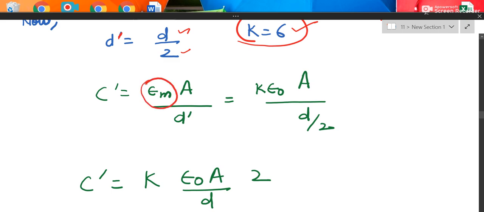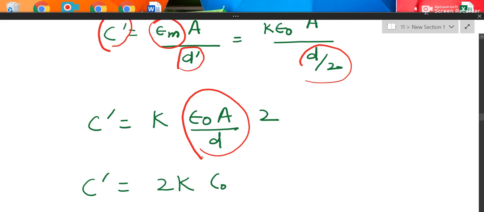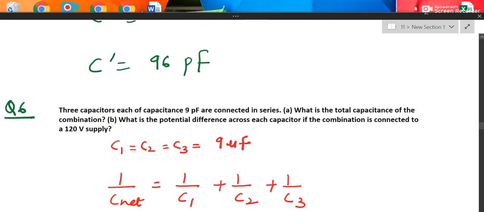it will not be epsilon naught, it will now be the material's permittivity, epsilon m, and epsilon m can be written as k times air's permittivity, k into epsilon naught, A as it is. This is the new distance, because it is the new capacitance, so it is d by 2, and the 2 will go up. This is your original capacitance, it is multiplied by 2 and its value is 6, so the new capacitance can be found this way. You can solve on your own.